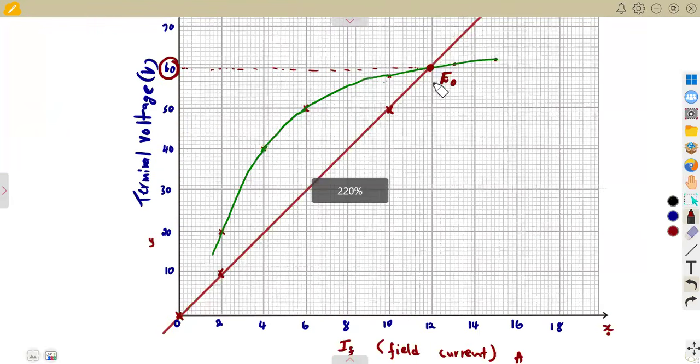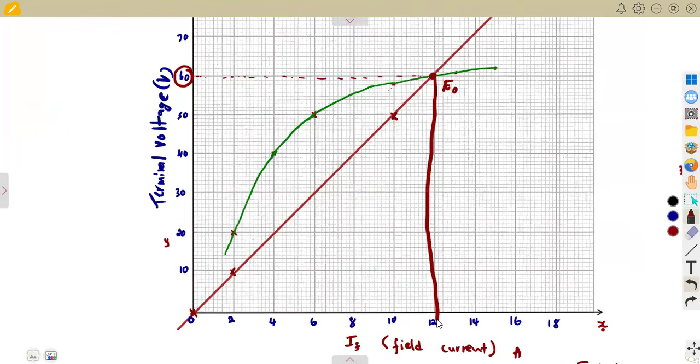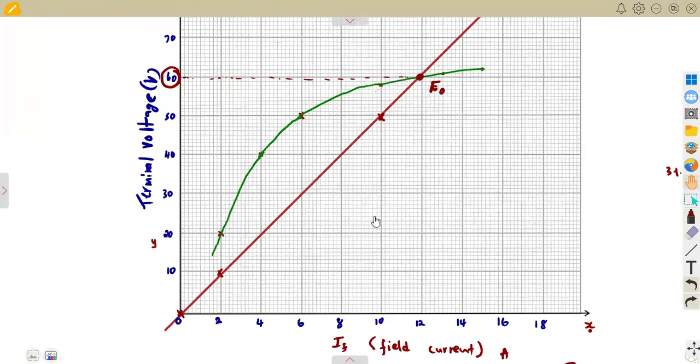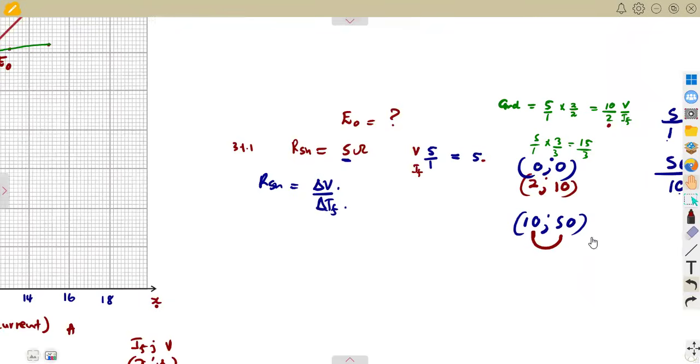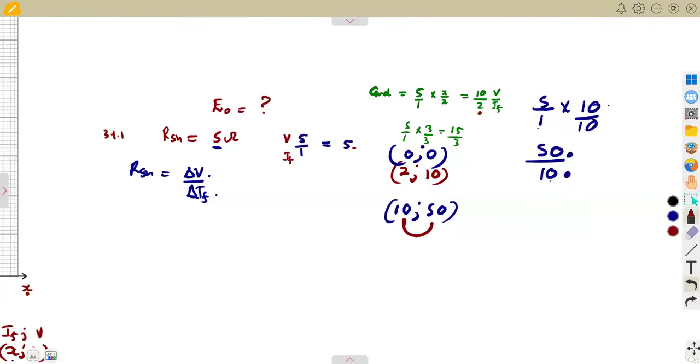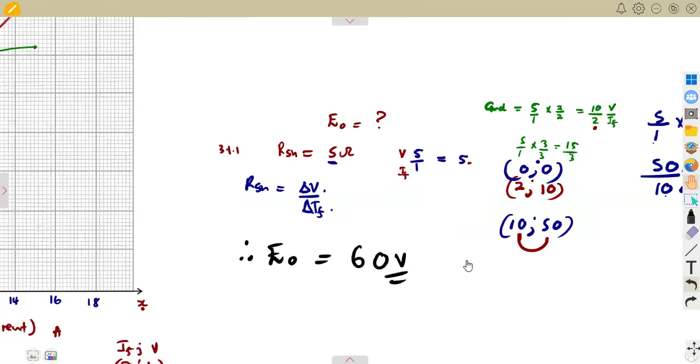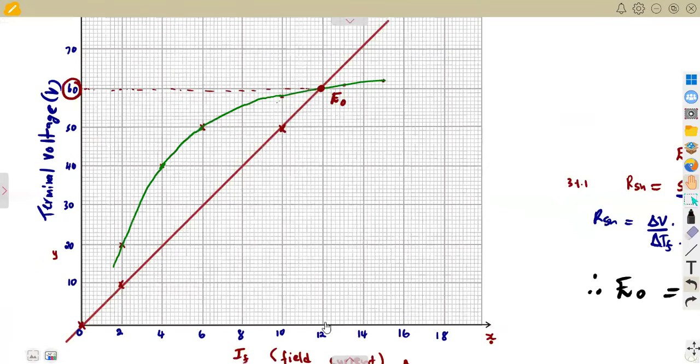But we are not asked about this. If you take it down like this, the current there is equivalent to 12. What we need is the voltage. The question was on the voltage. All this was in order for you to have that slope. Therefore, our E naught is equal to 60 volts, which you can even consider as current times the resistance.